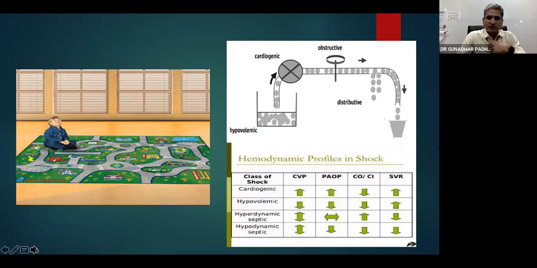You only have to look for these three or four parameters: CVP, pulmonary artery pressure, systemic vascular resistance, and cardiac index. And as per that, you determine the type of shock in a particular patient. This is the simplest thing one can remember to classify the different types of shock in clinical practice. In cardiogenic shock, first, your CVP and pulmonary artery pressure are both elevated. Whereas in hypovolemic shock, your CVP and pulmonary artery pressure are both down, and your SVR depends on the type of shock in this particular way.